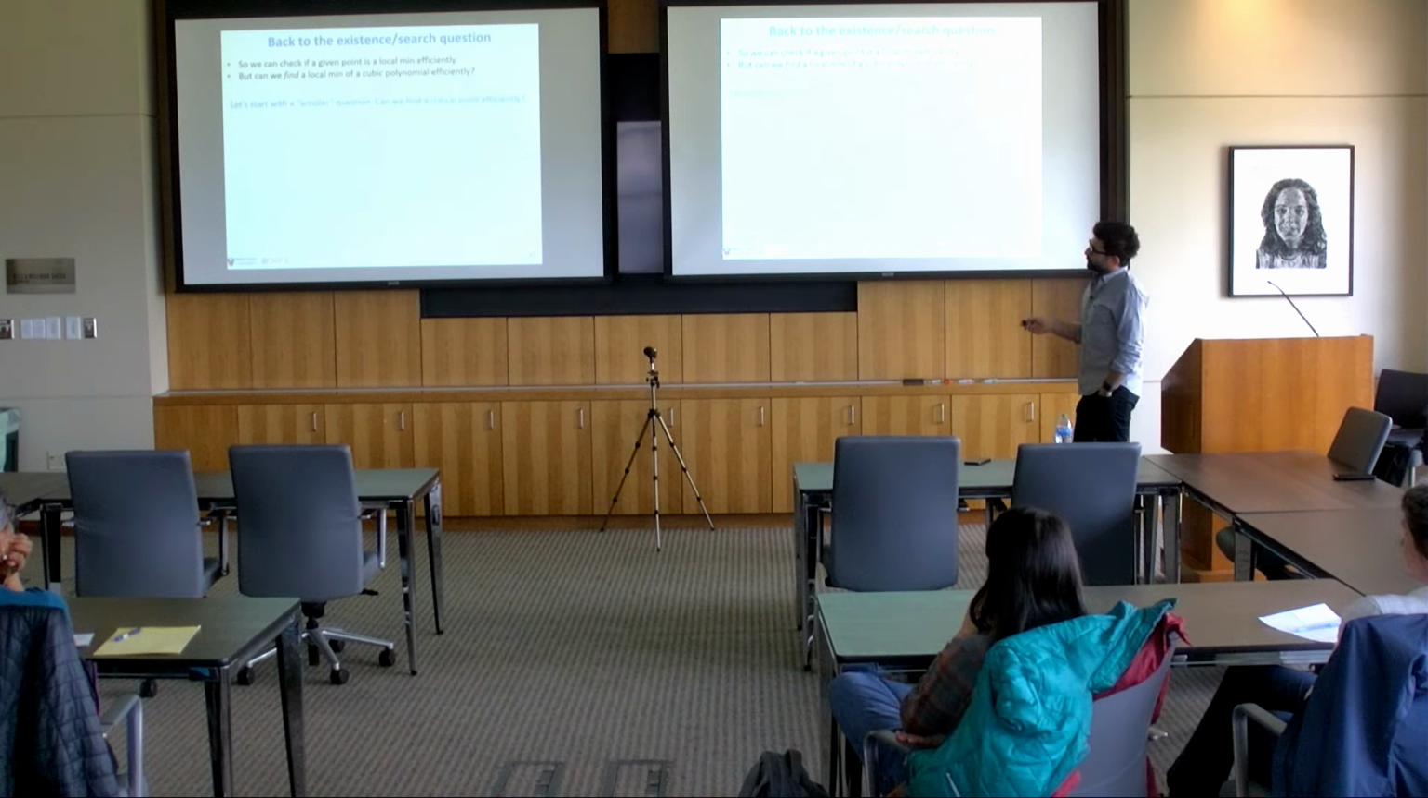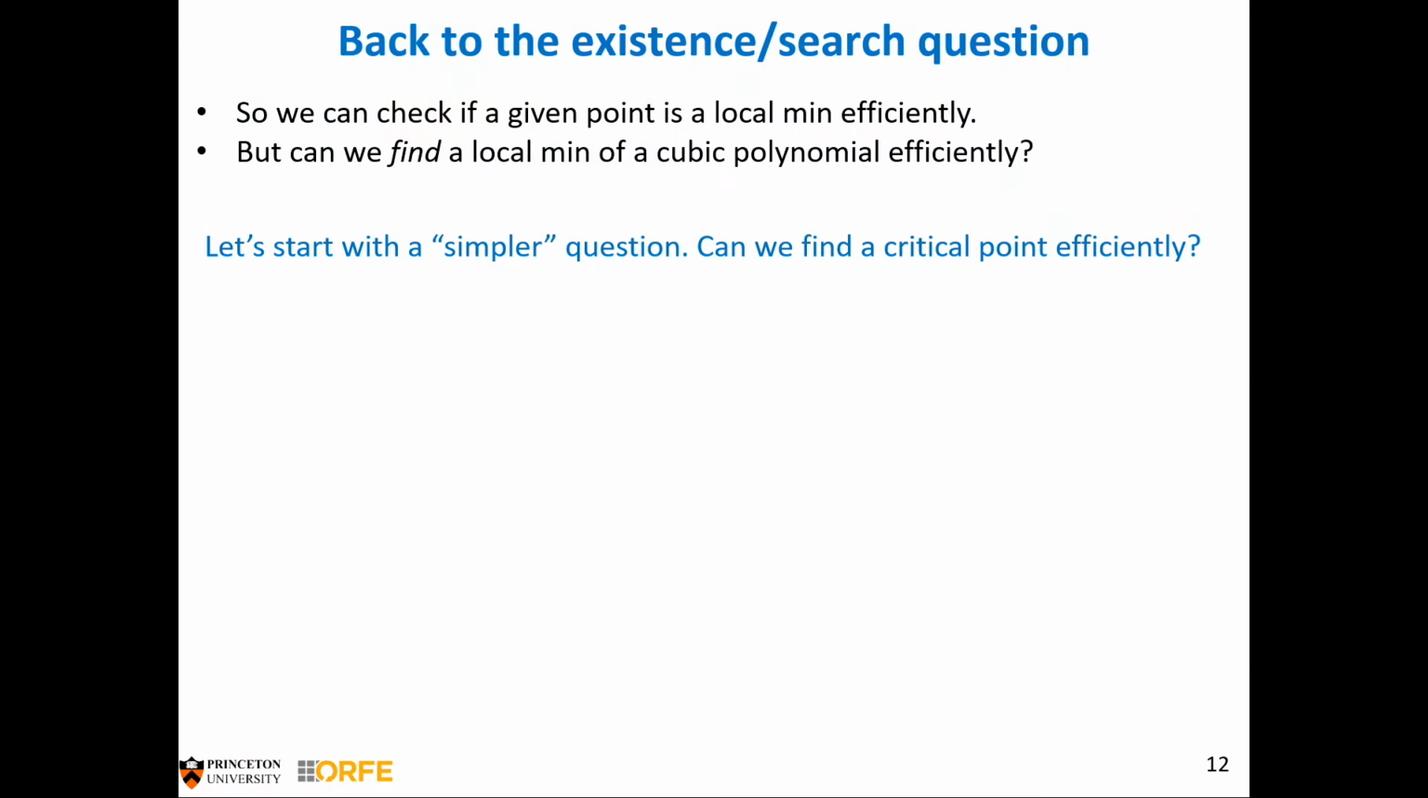So let's start with a quote-unquote simpler question. Can we even find a critical point? So a point where the gradient vanishes. And why do I say this is simpler? When we teach nonlinear optimization and we ask students to find local minima, the recipe is usually: set the gradient to 0, find your critical points, and then check the Hessian, whether they're PSD or not, and continue. So the first step is always to find critical points.